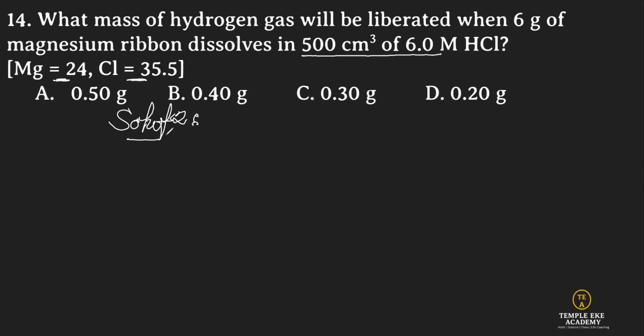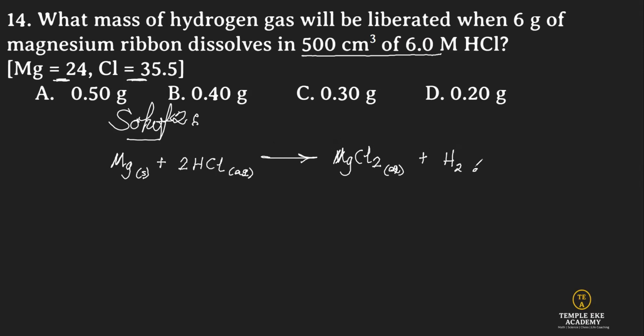The solution. Now let's write the equation of the reaction between magnesium, that's in the solid state, magnesium ribbon, reacting with dilute HCl. 2 moles, of course, are required. Aqueous solution of an acid, and we form the products: magnesium chloride, aqueous, a soluble salt, and of course the evolution of hydrogen gas. This is the equation of the reaction.